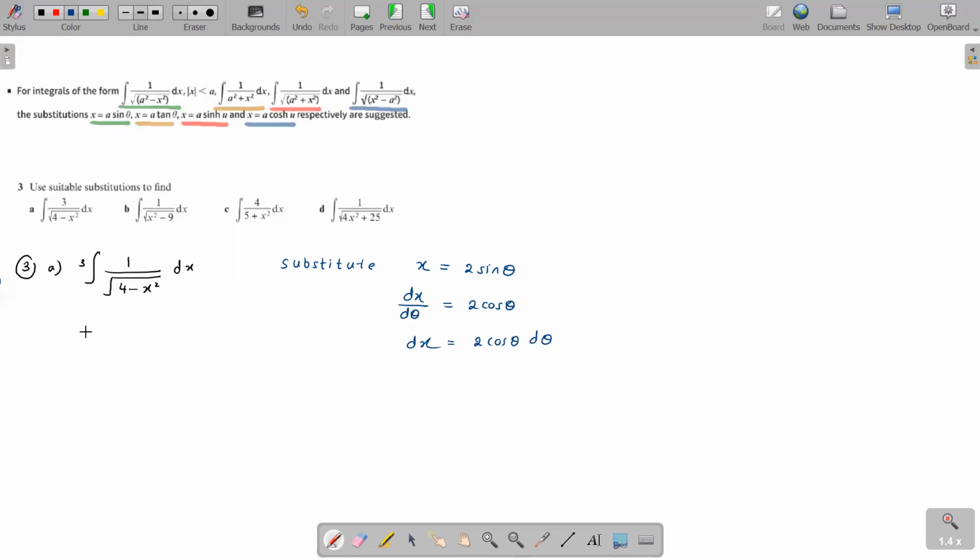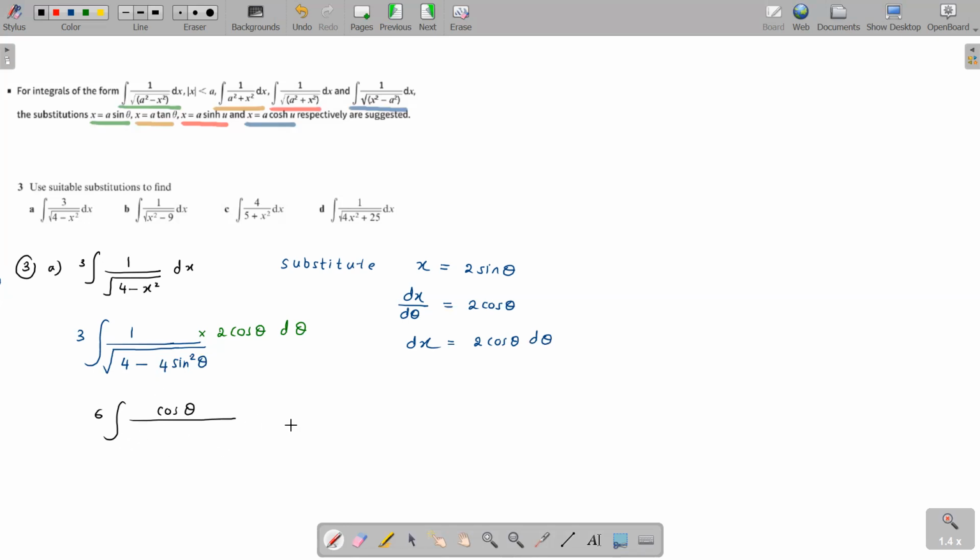Let's substitute. Here 3 times integration 1 over root 4 minus x square, and I'll input it here because nothing will cancel out. If x is 2 sine theta, x square will be 4 sine square theta, into dx, which is 2 cos theta d theta. Are you with me? So here 3 times integration, the 2 I can take out with the 3, so it becomes 6 cos theta. From the square root, 4 is common, right? Shall I take 4 out?